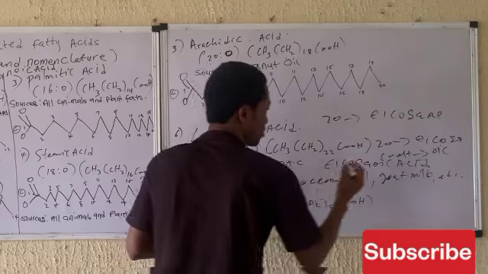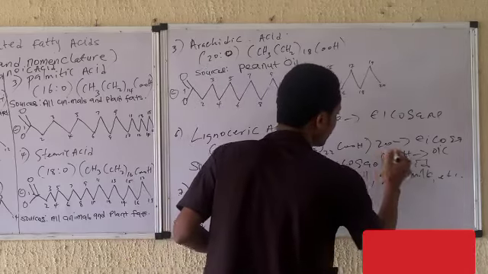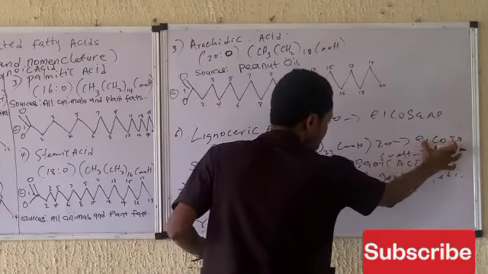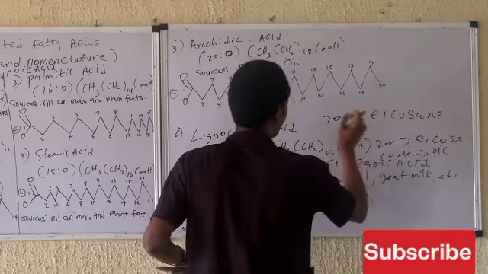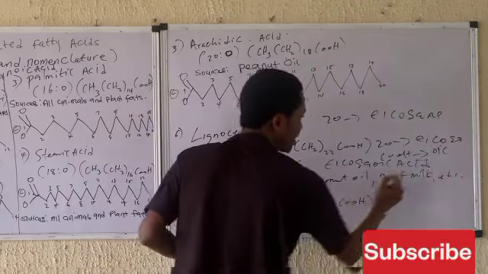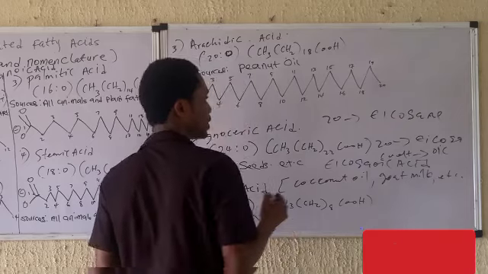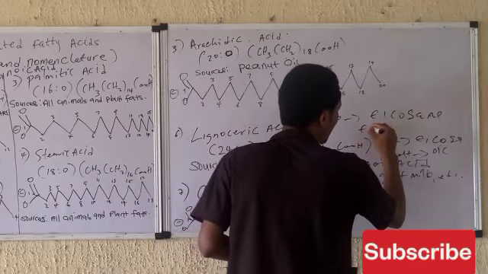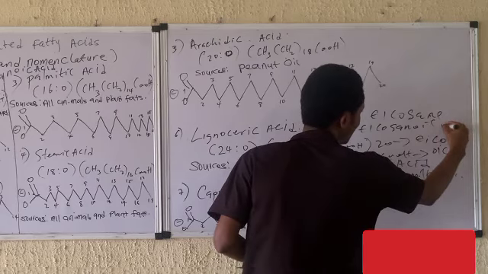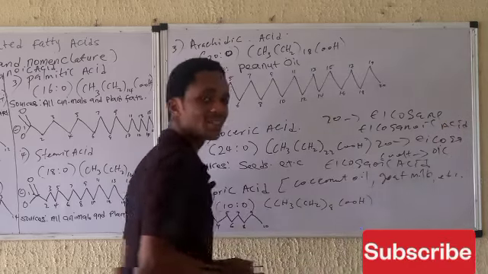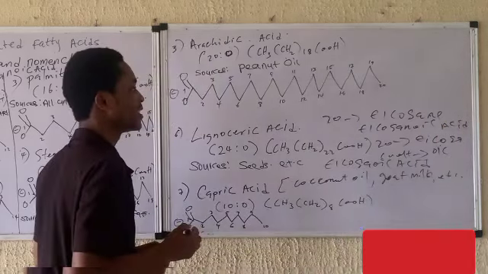Now, let's use that knowledge. We have the 20 carbon, which is icosane, which is the icosa, and the COOH, which is the functional group, is the oic, which will give us eicosanoic acid.